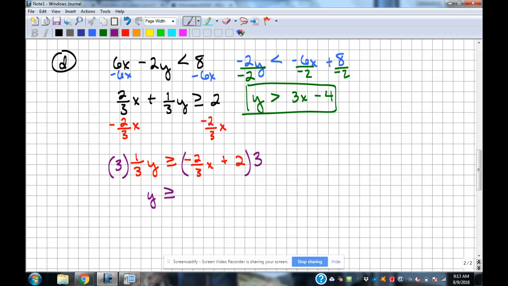Now, what's 3 times negative 2/3? Negative 6 over 3, which is negative 2. And then 3 times 2 would be 6. So now we have those two beautiful slope-intercept form inequalities that we can graph on the coordinate plane.